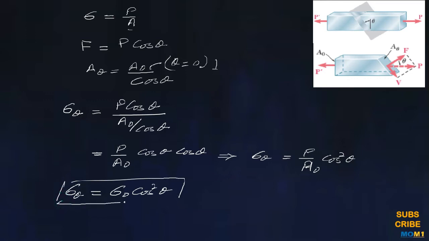Now sigma naught is the value once theta is 0, the application of force is perpendicular to the plane. The plane is perpendicular to the application of the force. Similarly, for the case of shear stress, the basic expression for the shear stress, that is tau, is equal to the shear force upon the area.